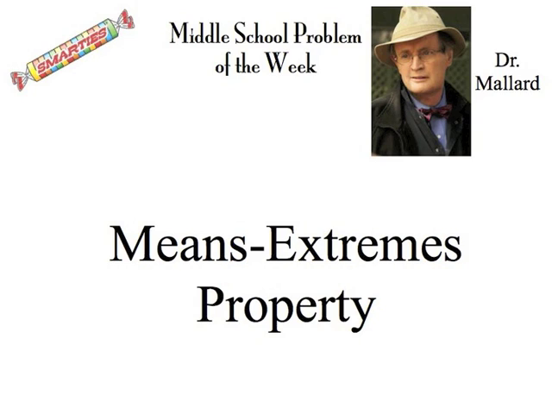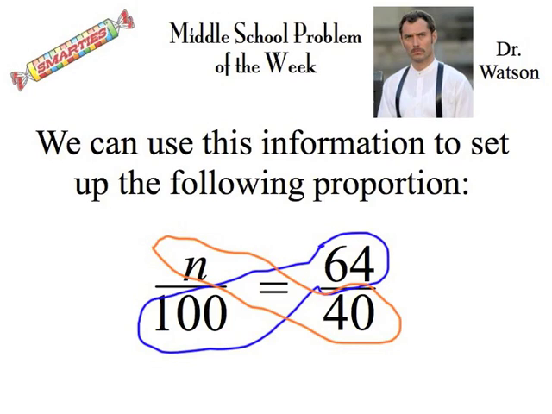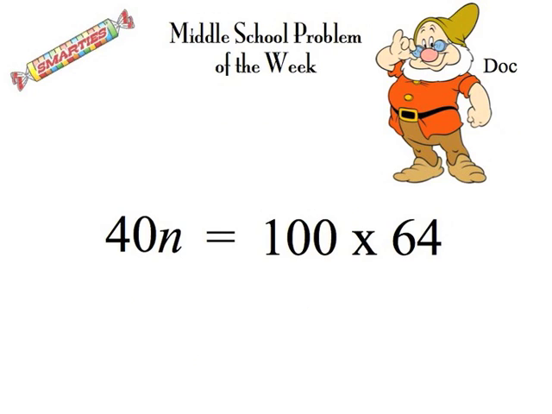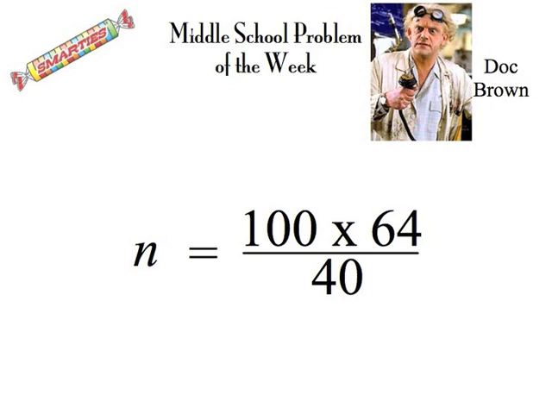And then we're going to solve this proportion by applying the means extremes property, which is often called cross-multiplying. And we draw these red and blue curves to show how we're going to set up the cross-multiplication. So 40 times n is equal to 100 times 64. And then we apply the inverse operation, and we get that n is equal to 100 times 64 over 40.